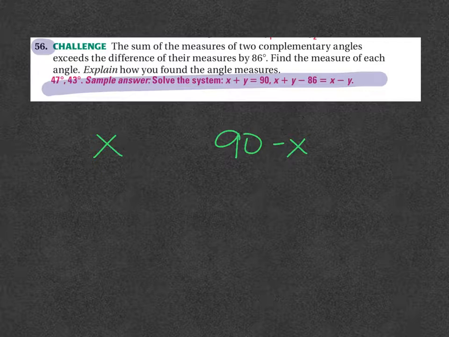Well, you haven't set it up yet. Oh, I got you. Okay. Then it says the sum of the measures of the two complementary angles. So here's my sum. There's the sum.